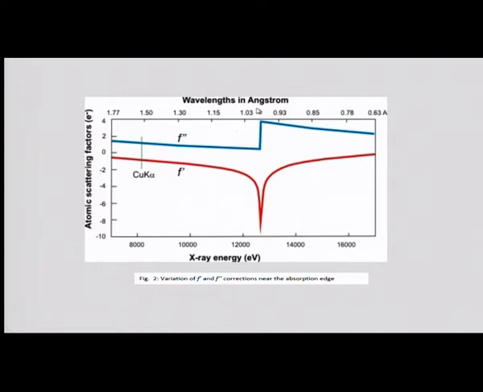Clear? So, together this is known as the MAD technique, and this alone is known as the SAD technique, single wavelength anomalous diffraction. This saves you time. So, 2/3 of the time is saved, because we are collecting only one data set.